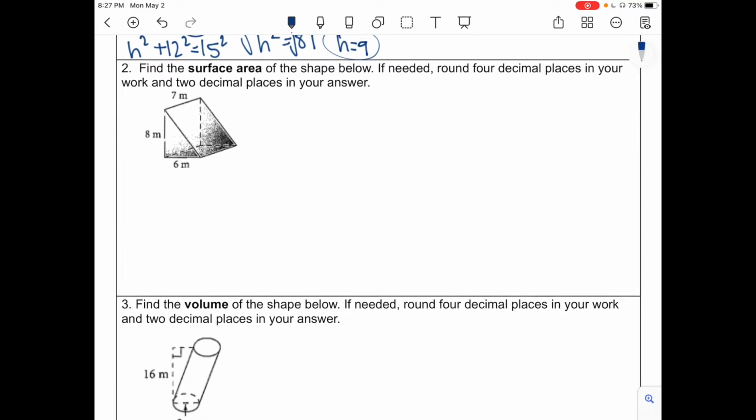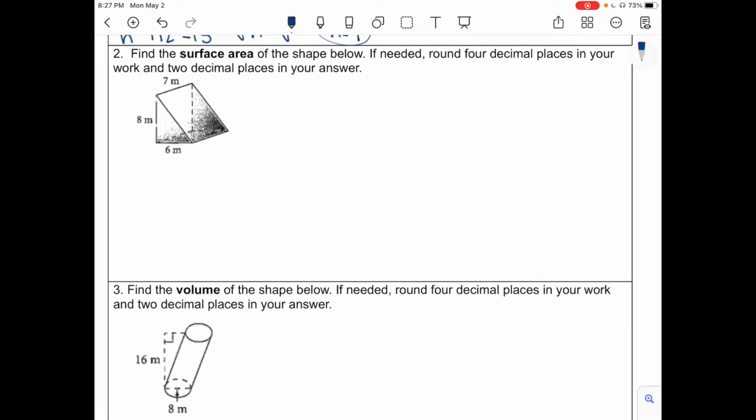All right, number 2, it says find the surface area of the shape below. If needed, round 4 decimal places in your work and 2 decimal places in your answer. This one right here is also a prism.